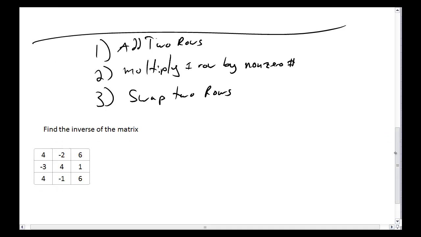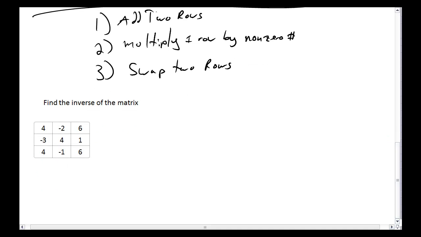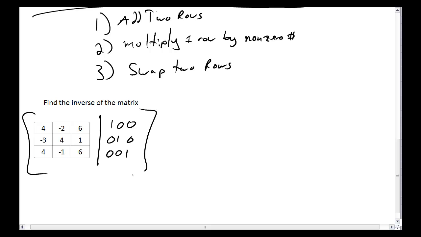So let's find the inverse of this matrix right here. Here's how you find a matrix inverse. You've got the matrix you're trying to find the inverse of. You create yourself an augmented matrix, and you augment it with the identity matrix.